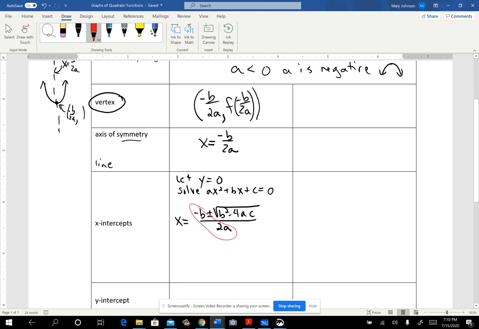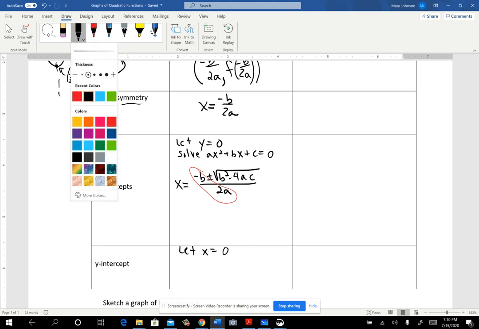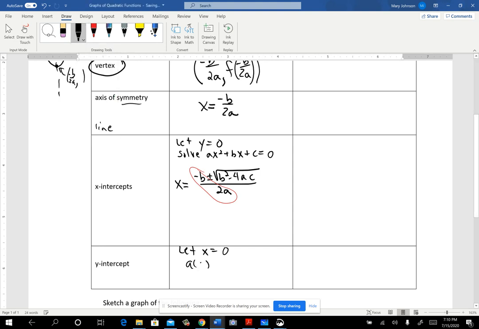I don't think I'll do it right now. All right, then for the y-intercept, for any function, the y-intercepts are found by letting x equal 0. So you can see if you plugged in a 0 everywhere there was an x, then that's gone, and you get a c for the y-intercept. So the y-intercept is c, or you can think of it as the ordered pair (0, c).